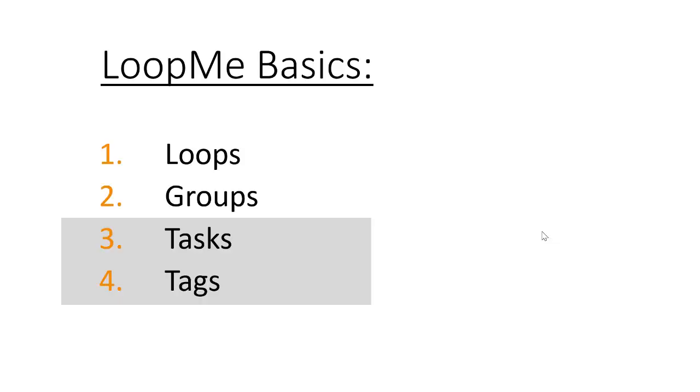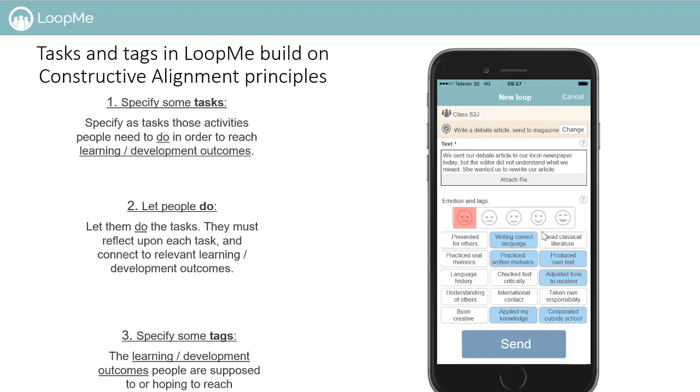Then we have tasks and tags. Tasks and tags build on something that is called constructive alignment principles, and I will soon try to explain what that means. The first thing is to specify some task. It can be what people need to do in order to reach some kind of a learning or development outcome. In the example here, it's a task from a school where a student is asked to write a debate article and send it to a magazine, because that could be something that you can learn a lot from.